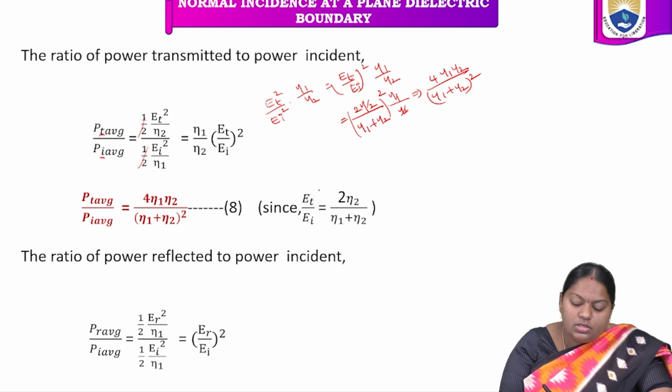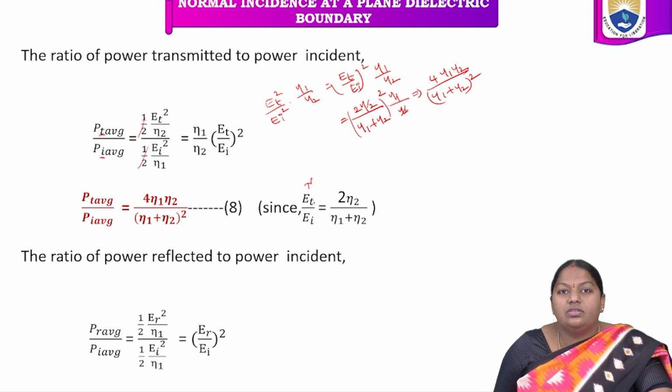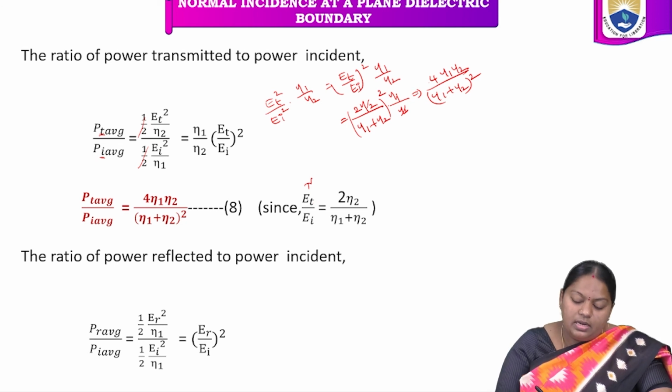Right? As we know that the transmission coefficient tau is the ratio of the transmitted wave field strength to the incident wave field strength, and it is given by 2 eta 2 by eta 1 plus eta 2. Then the ratio of power reflected to the incident. So firstly we have considered the transmitted wave to the incident wave. Now we will consider here the reflected to the incident.